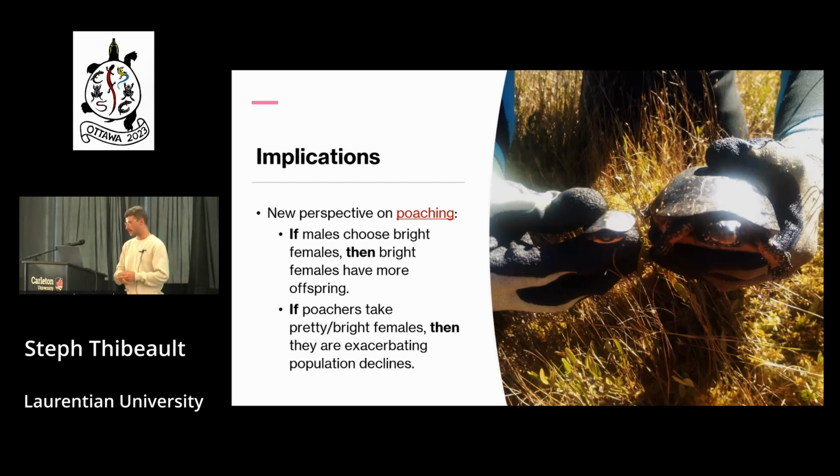And poachers love to take the very pretty animals. So if poachers are taking these prettier, brighter females, then they're actually exacerbating population declines more than we were previously aware. With understanding these trends, we can better understand the declines that this endangered species has been facing in recent decades and continues to face to this day.